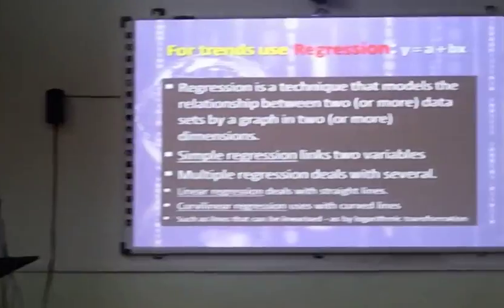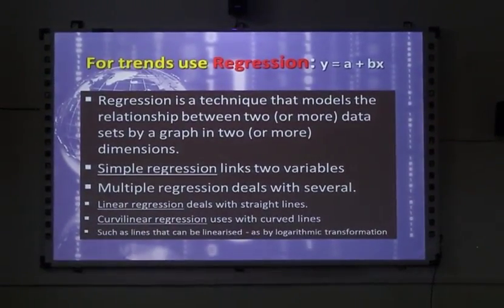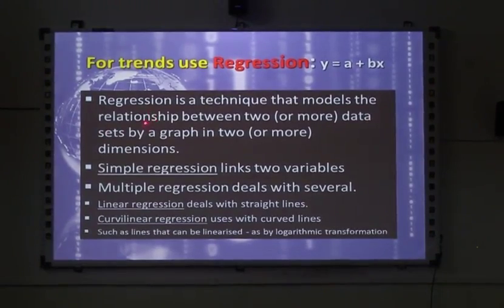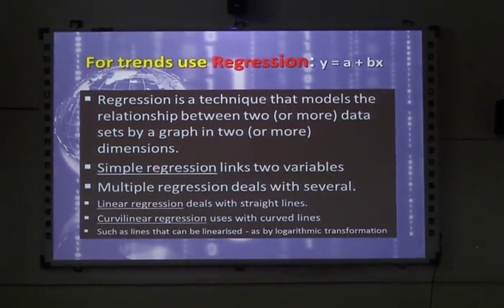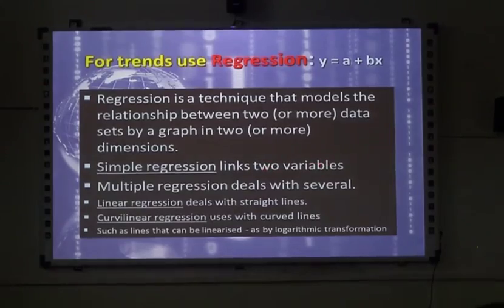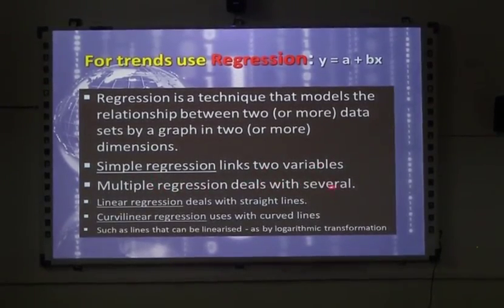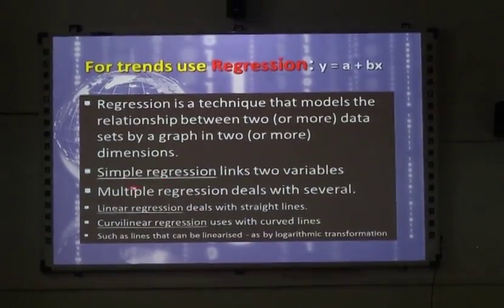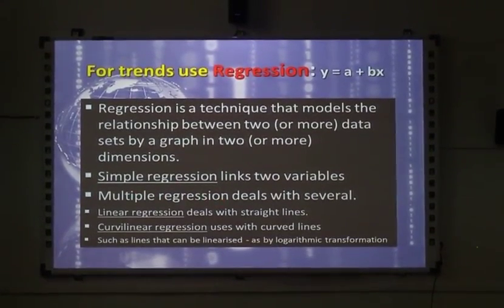The answer is maybe. To test the trend, use regression, this is a simple straight line regression: y equals a plus bx. It's a technique that models the relationship between 2 or more data sets. A simple regression links 2 variables. Multiple regression deals with several. It's additive. If you wanted to multiply the relationships, you have to take logarithms of everything, and then it treats it like multiplication, because if you add logarithms together, you're multiplying.